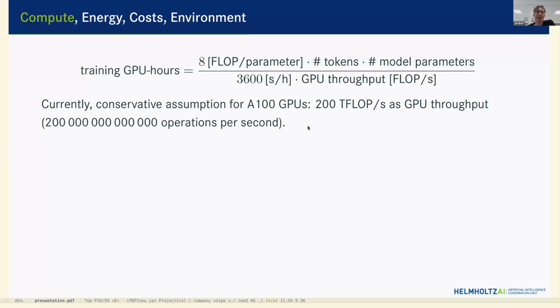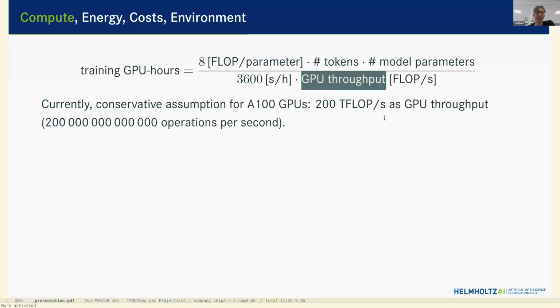And so in this formula, we have some constants, the 8 or the 3600 here, and we need to fill in some values. How many tokens do we train on? How many parameters does our model have? And also the GPU throughput. This basically means how many numbers do we calculate on per second.